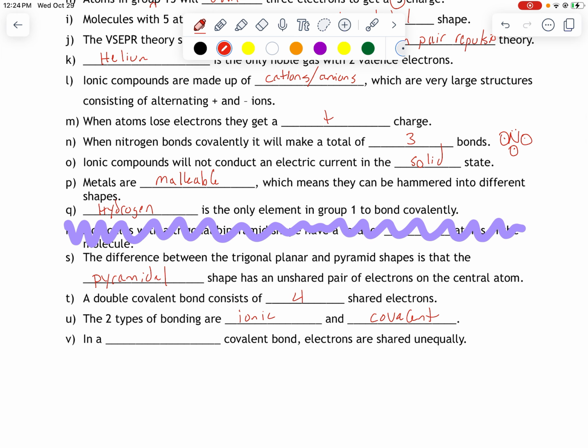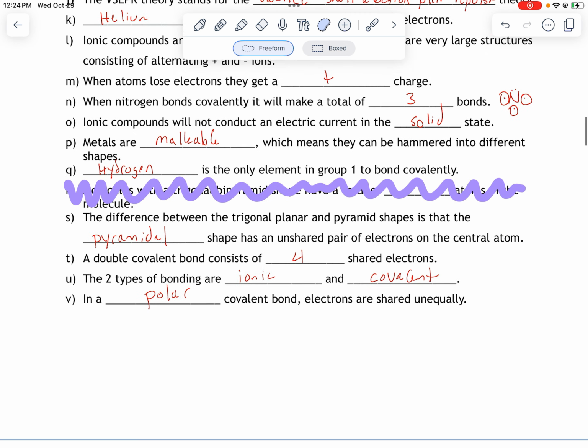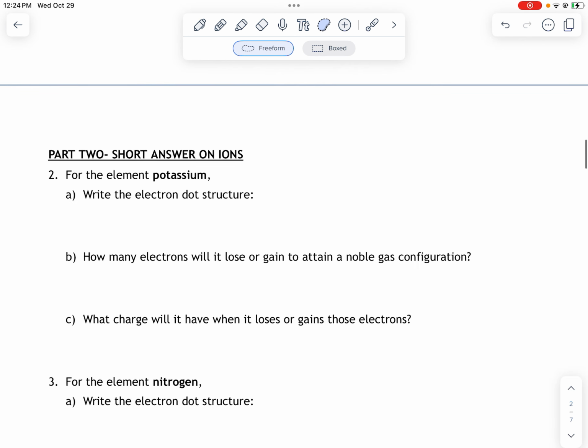And then finally, in a blank, the covalent bonds are shared unequally. This would be polar. Polar means opposite, so you have 2 atoms that have opposite electronegativities. There's a difference that exists between them, and you get one that holds the bonding electrons more closely to it, so that you form a polar bond.